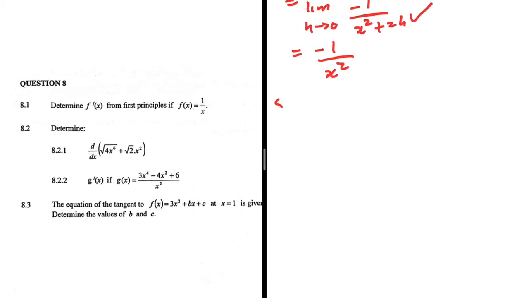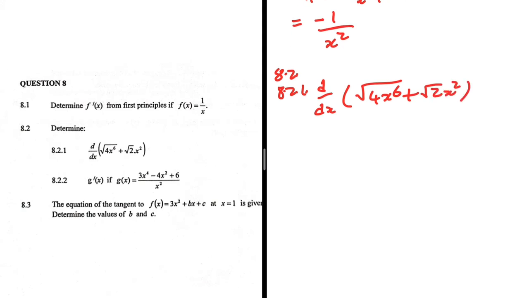So 8.2, 8.2.1 to be specific, we want to determine d/dx of the square root of 4x to the 6 plus the square root of 2x squared. So what can we do here? First of all, let's simplify this and write it in a format which we are going to be able to differentiate.